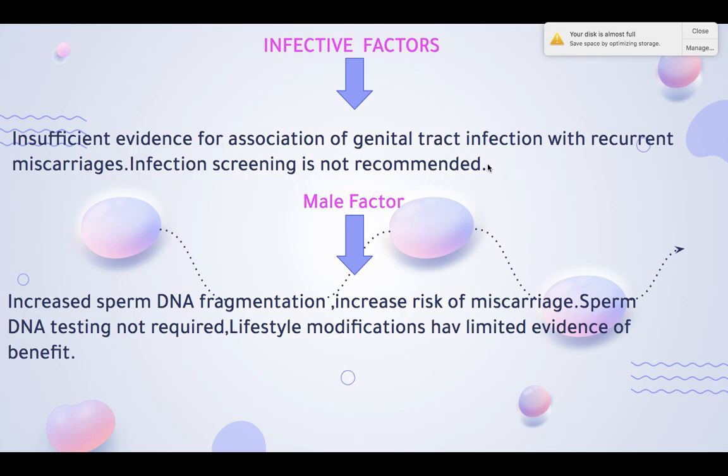You are not going to do TORCH screenings. You are not going to screen for any other infection in the patients, because infective factors have insufficient evidence for recurrent miscarriage. This is the rationale behind this recommendation. If infective factors are responsible, they become obvious with symptoms, the patient goes to the clinician, and the symptoms are addressed and resolved. So that can cause one miscarriage or another, but it cannot cause recurrent miscarriage. This is the reason that infection screening is not recommended.